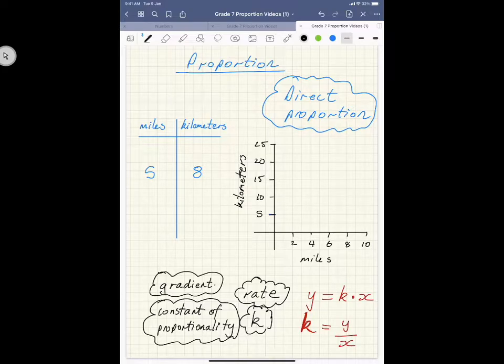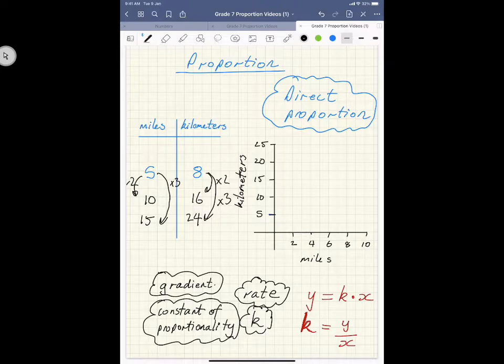All right, so here we go, direct proportion. We've already talked about the conversion graph between miles and kilometres. Let's put some more in. If we double the miles to 10, then we double the kilometres. So if we times 2, times 2, this is now 16. We could also times by 3, so this will be 15, and this is 24.